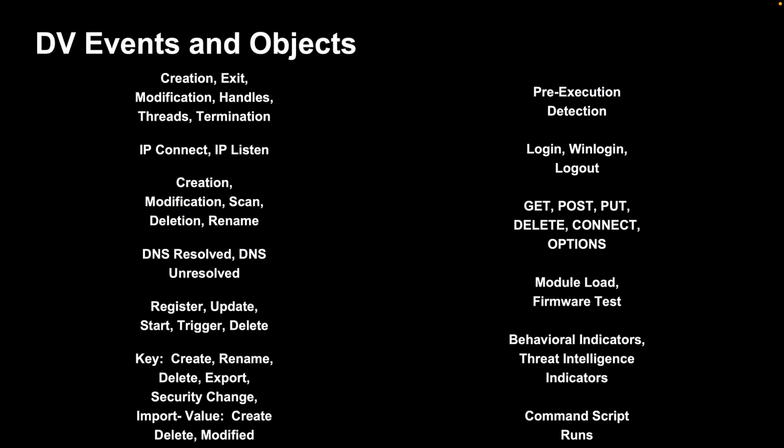Here's a listing of all of the events that our agent searches for or waits to see happen. We're not going to go through all of these in great detail. I do want to mention that they're all here and that we can group them into functional groups. Upper left-hand side, you see process stuff, creation of processes, modification, the handles, threads, terminations.